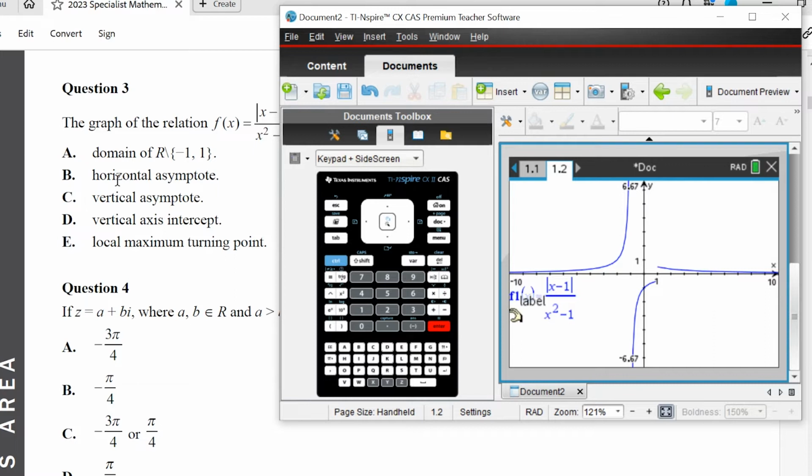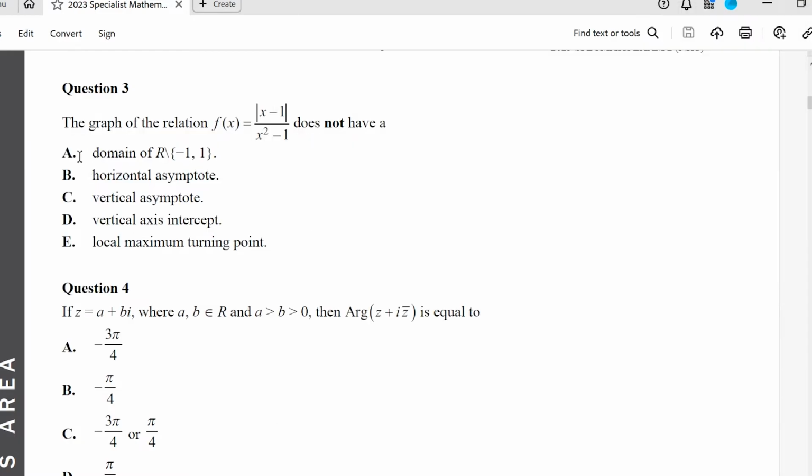Do we have a horizontal asymptote? We do. Do we have a vertical asymptote? We do at negative 1. A vertical axis intercept? Yes, of course. A local maximum turning point? No, we do not. So we do have those 4. We do not have E, so option E is correct for that one. A straight up CAS question.